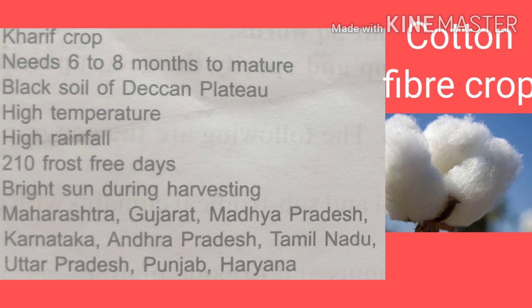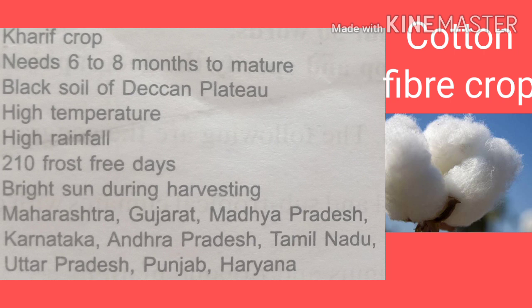Cotton is a kharif crop and it is one of the important raw materials for the cotton industry. The cotton crop needs 6 to 8 months for maturation and it grows very well in black soil. It needs high temperature and high rainfall for its growth. 210 days are necessary for the maturation of this cotton crop. It needs bright sun during the time of harvesting.